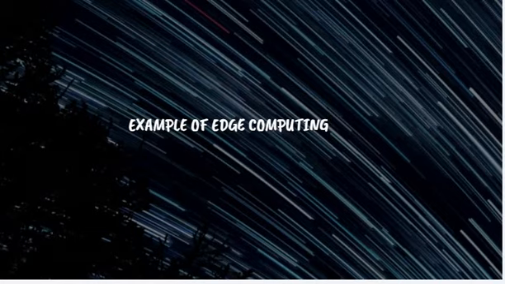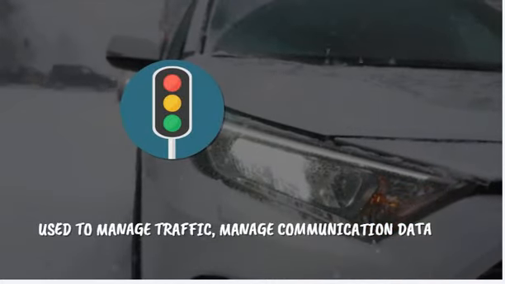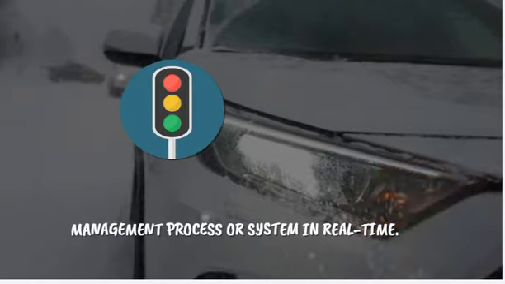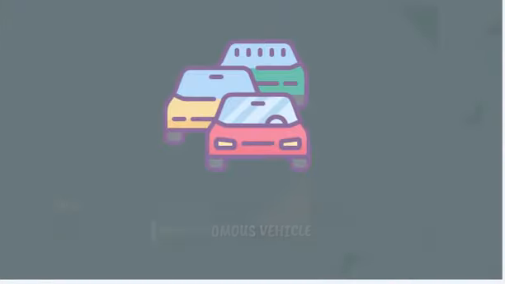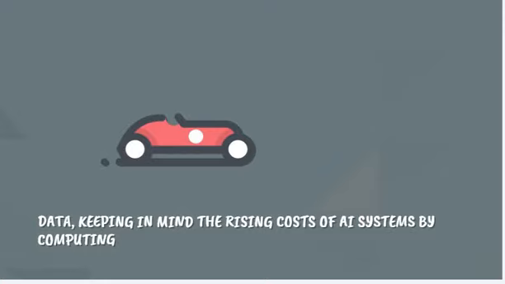Examples of edge computing. 1. Traffic management. Used to manage traffic, and manage communication and data management processes or systems in real time. 2. Autonomous vehicle. Driving the automated car through artificial intelligence is used to exchange data, keeping in mind the rising costs of AI systems by computing.